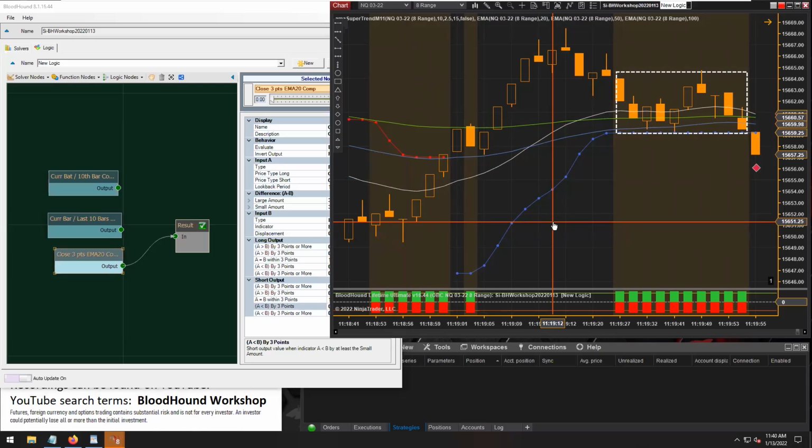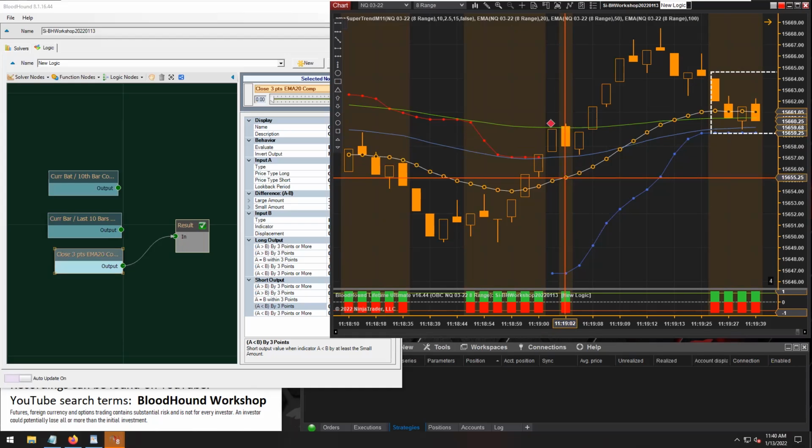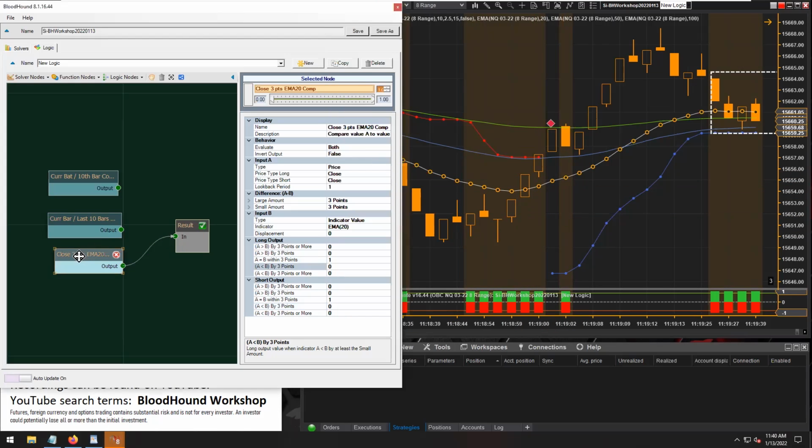So basically, we just reversed everything now. You remember over here, this close was 3 points away. And then on this down bar, there was no output because this close is within 3 points of our EMA. So basically we just reversed everything now. So you just want the A equals B within 3 points. All right, yeah, so Dean has a follow-up question.